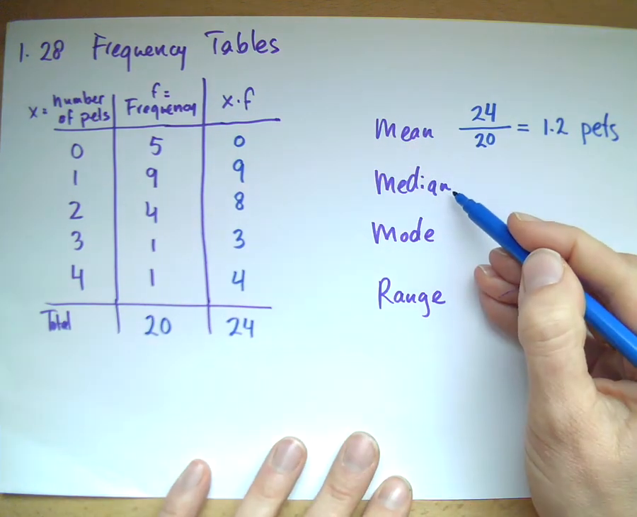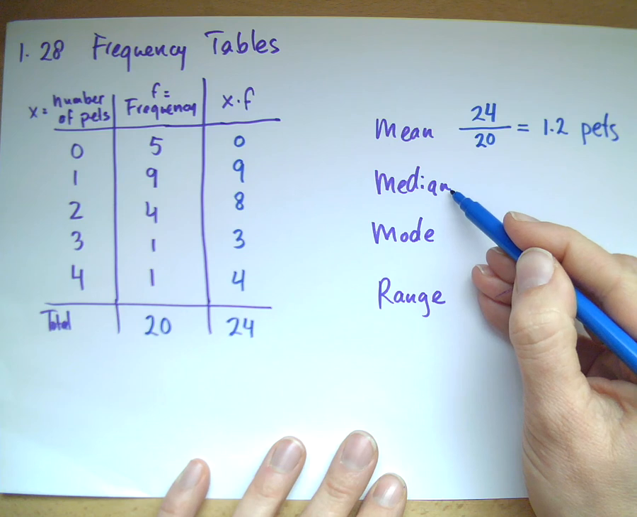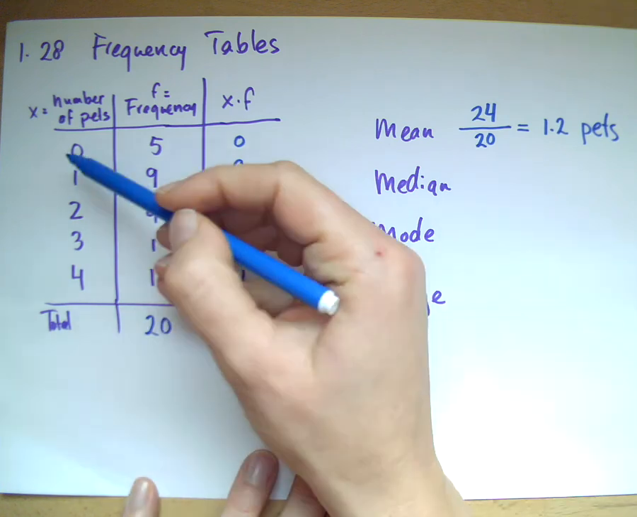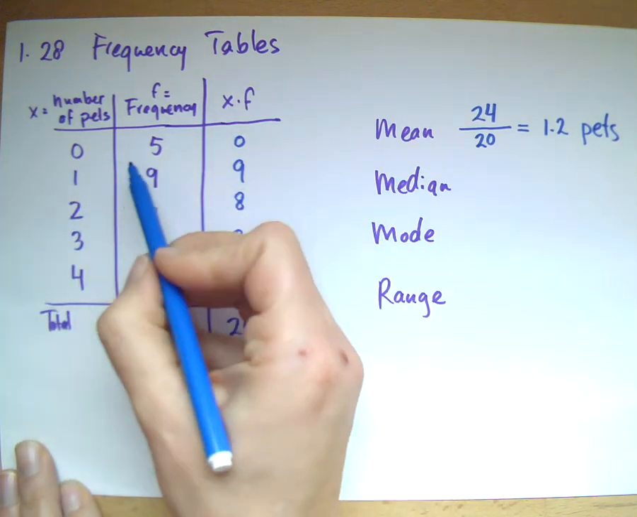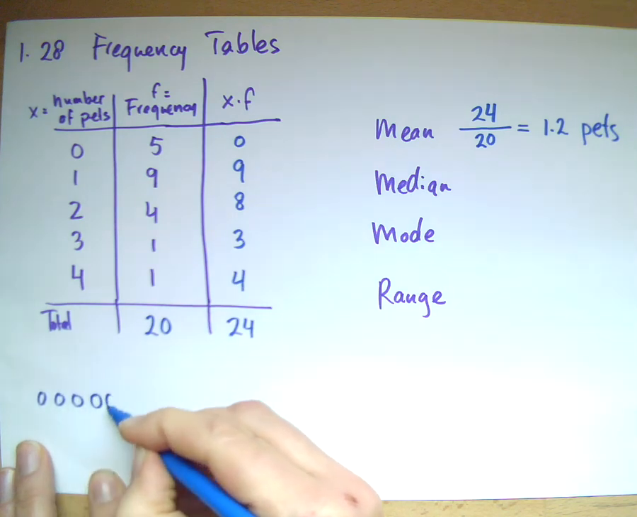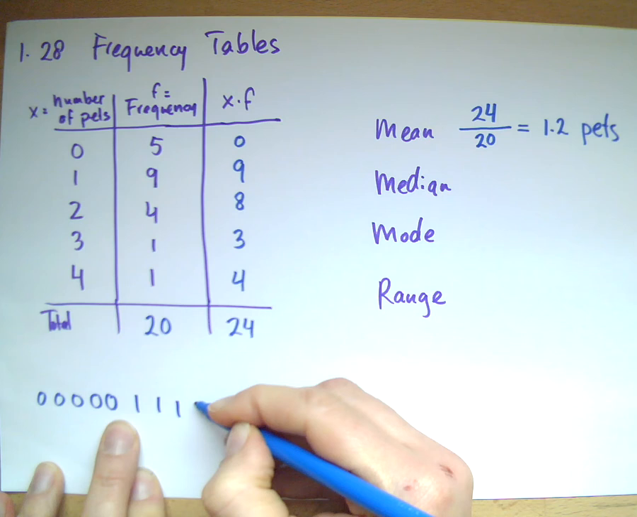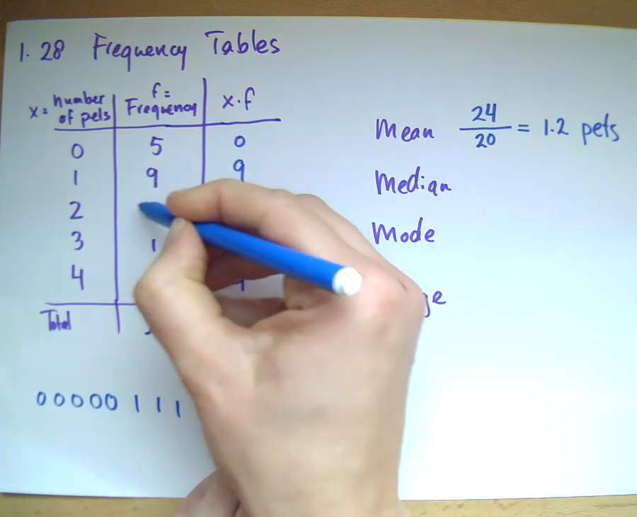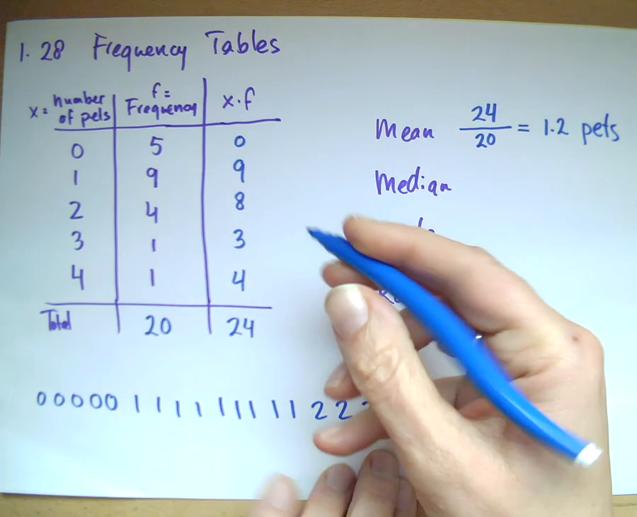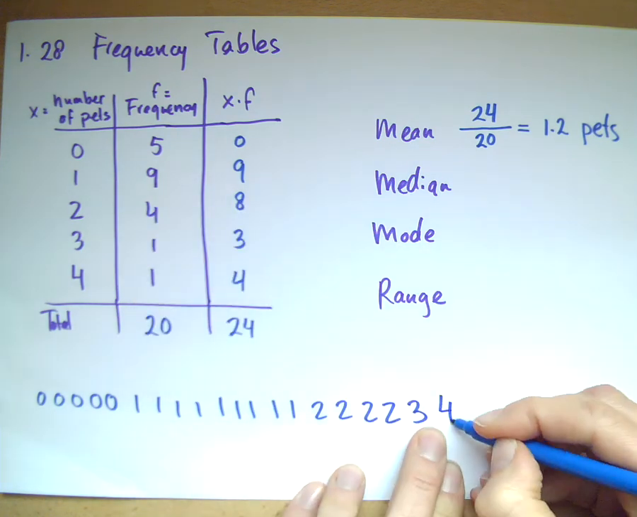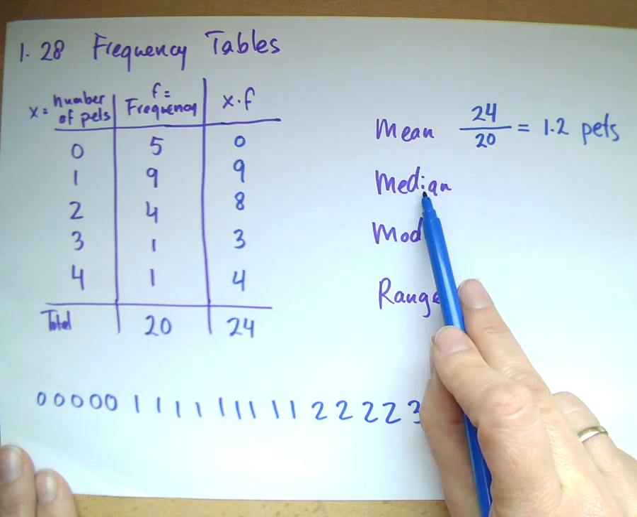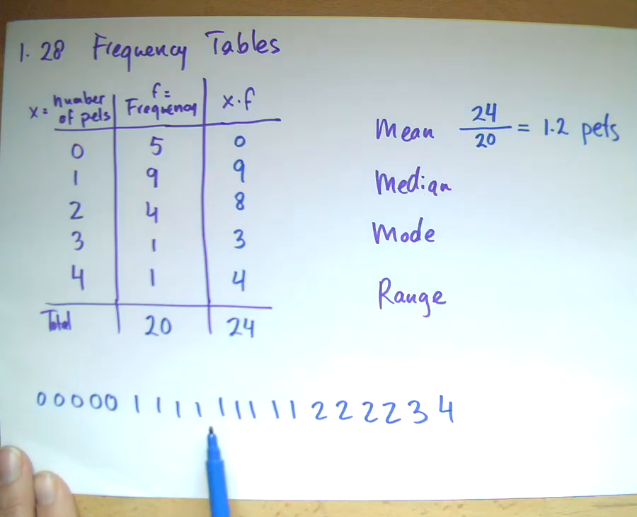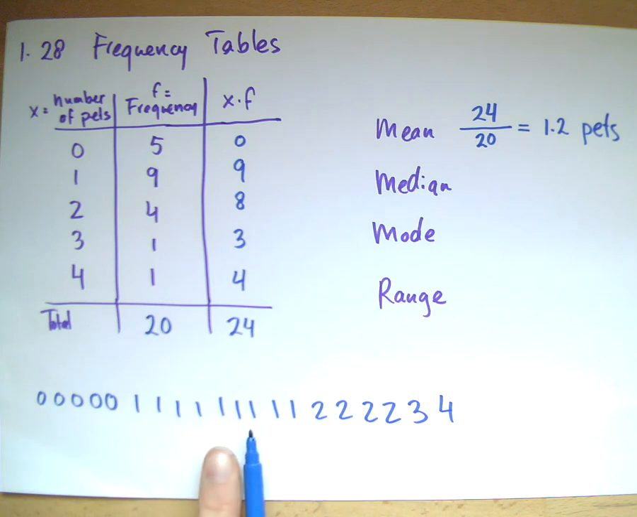Okay, median. What is the middle value? These are the values, right? If we were to put them all in order, we would have 5 zeros, 1, 2, 3, 4, 5. We would have 9 ones, 1, 2, 3, 4, 5, 6, 7, 8, 9. We would have 4 twos, 1, 2, 3, 4. We would have 1 3 and 1 4. So these are all our values that were reported in ascending order, right? And we're looking for the median value, so the value that's in the middle. I think we can sort of see that that's going to be a 1.